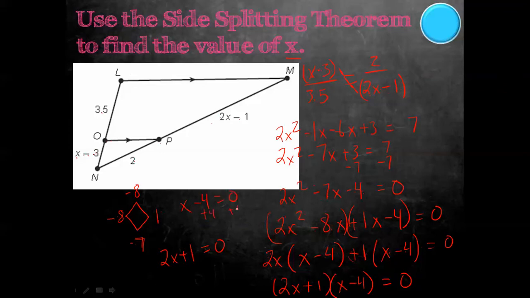Add 4 to both sides, and I get x equals 4. Here I minus 1, and I get 2x equals negative 1. So I can divide by 2, and I get x equals negative 1/2. Now, if I plug in negative 1/2 up here, that's going to give me a negative number. But if I plug in the 4, it's going to give me a positive number. So I know that x has to equal 4.